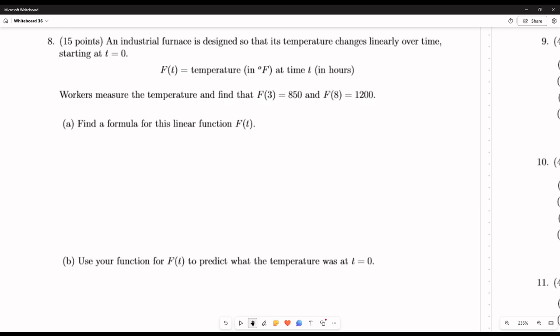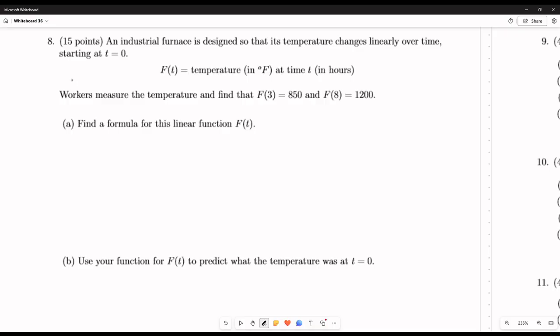All right, let's take a look at the last 2 pages of this review. So here we're going to be working with some linear models. An industrial furnace is designed so that its temperature changes linearly over time, starting at T equals 0. F of T gives the temperature in degrees Fahrenheit at time T in hours. Workers measure the temperature and find that F of 3 equals 850 and F of 8 equals 1200. First, we want to find a formula for this linear function.